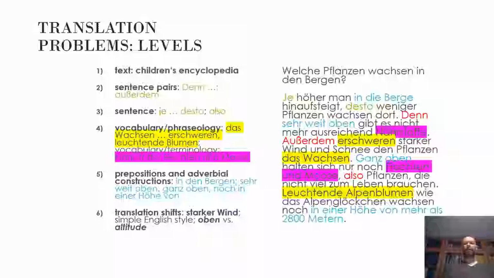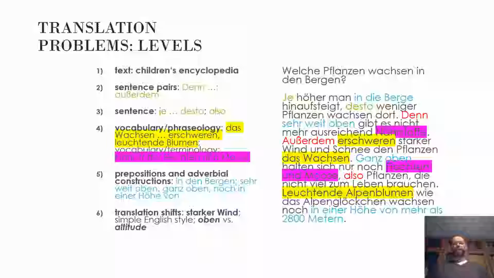Now, level 5 is prepositions and adverbial constructions, which can be a bit tricky, not as much as in German-French translation, for instance, because in den Bergen is easy to render into English as in the mountains. What may be a little bit trickier is sehr weit oben, ganz oben, and noch in einer Höhe von. We'll see how we can translate that into English.